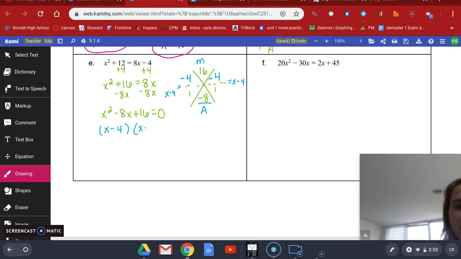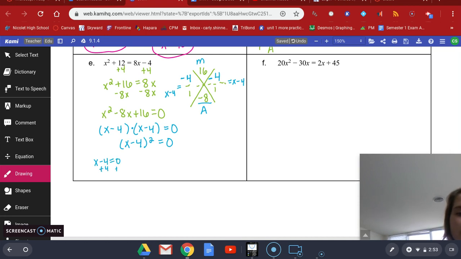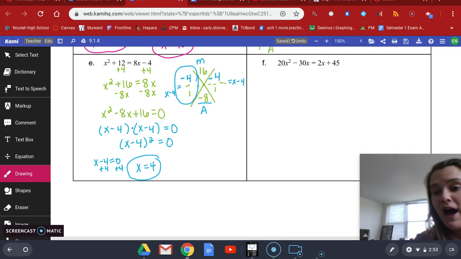All right, because it's the same factor twice, it's just multiplied by itself. I could write it as a square. And it looks like I'm just going to have one x-intercept here, and it's going to occur at x equals 4. And again, remember, it's always just going to be the opposite of what you have there.